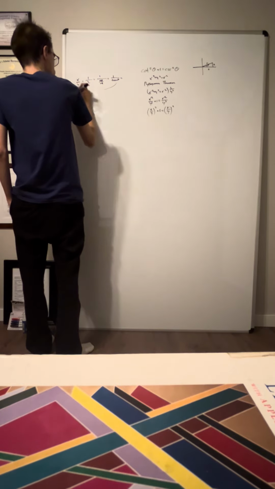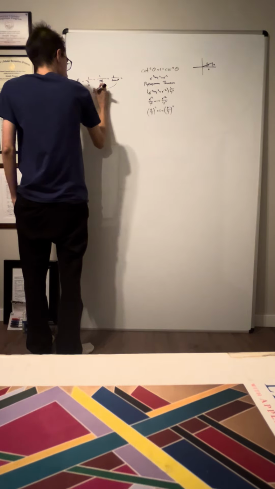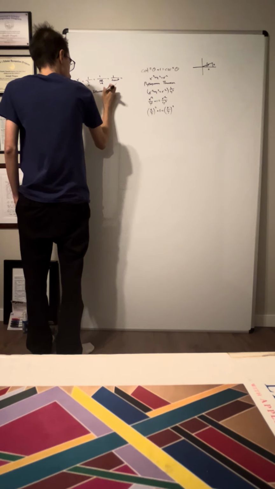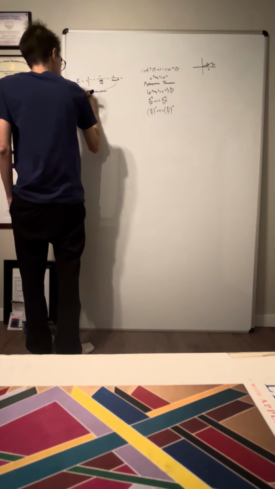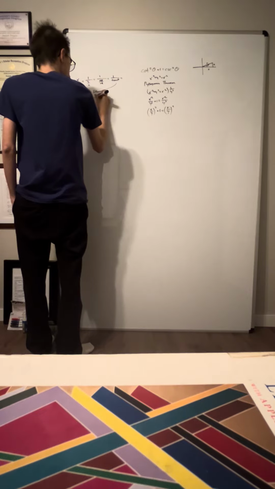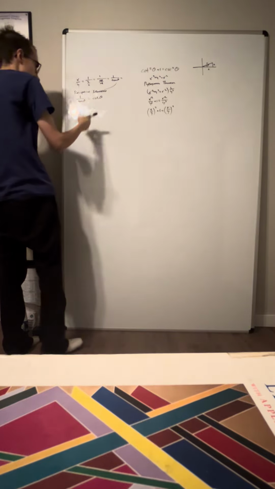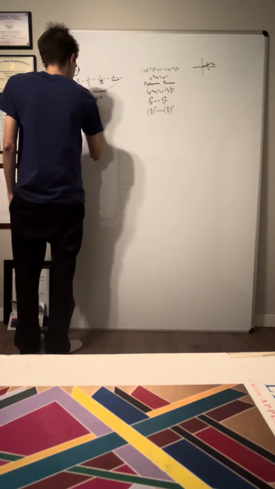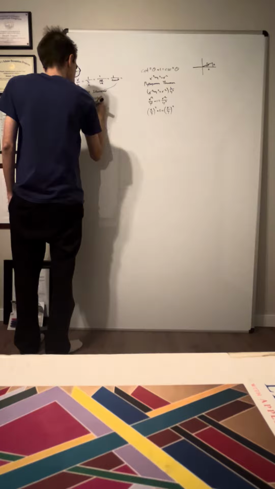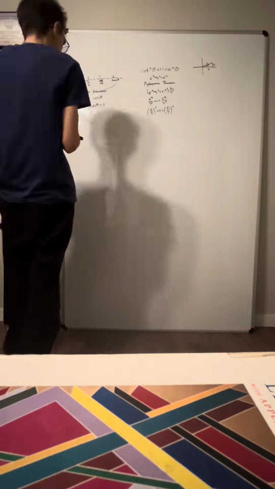If you know your reciprocal identities, then you'll recognize that 1 over tangent of an angle equals cotangent of the angle. Also worth noting, because this might be important to know too, this implies that tangent of the angle times cotangent of the angle equals 1. So that might be important to know.